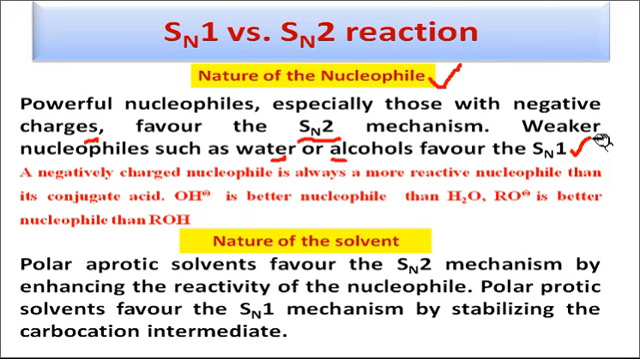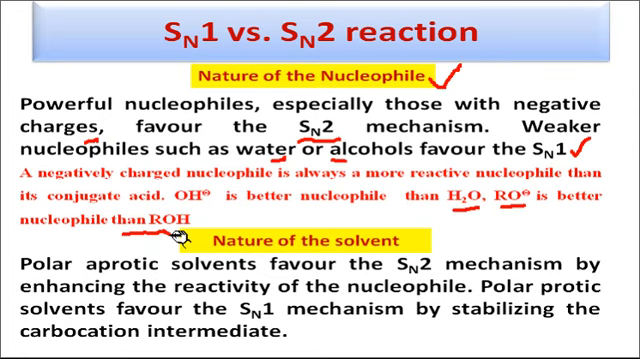place. In general, a negatively charged nucleophile is always a more reactive nucleophile than its conjugate acid. For example, OH minus is a better nucleophile than H2O. Similarly, RO minus is a better nucleophile than ROH. Always remember, negatively charged nucleophiles are the more powerful nucleophiles, and these nucleophiles will favor the SN2 mechanism.